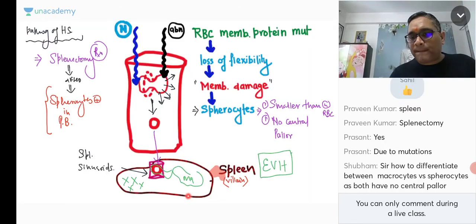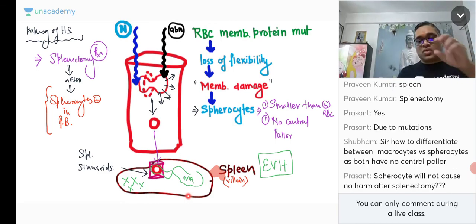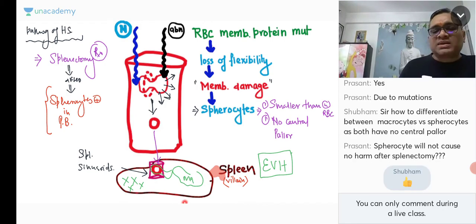So here, that's what I said. Macrocytes will be bigger ones, spherocytes will be smaller ones. You have to identify the normal RBC, and then you have to compare. If they are very big, then they are macrocytes. If they are small, then you will say that is spherocyte. After splenectomy, they will not be causing harm. But definitely the spherocytic cell will be smaller, so obviously the oxygen carrying capacity will be less. Harm will not be there, but there will definitely be some anemia symptoms, like fatigability and dyspnea.